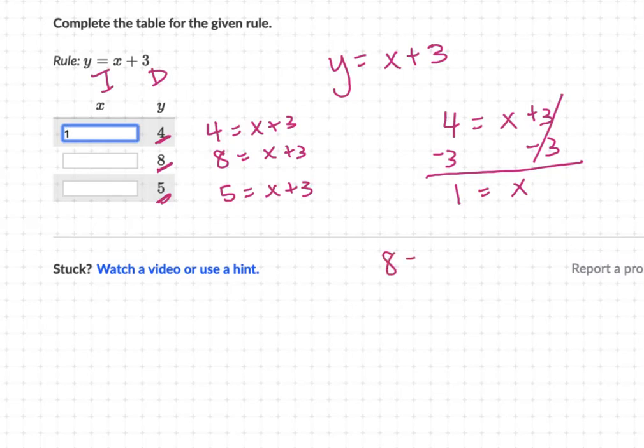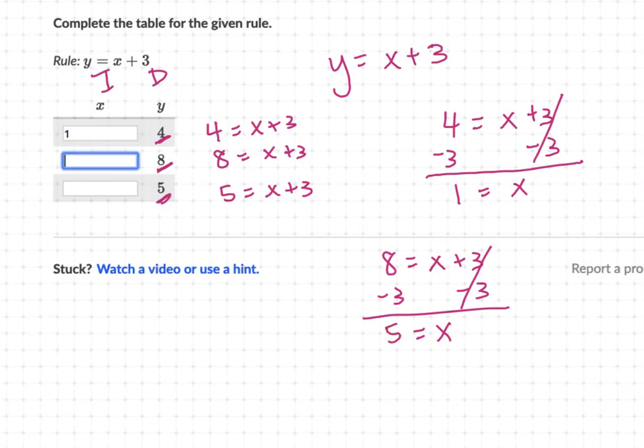For the next one, 8 equals x plus 3. Plus 3, the opposite is subtract 3, both sides, that cancels, so we get x equals 5 for this one. And then the last one, 5 equals x plus 3. I'm going to subtract 3 on both sides, and then I would get x equals 2.